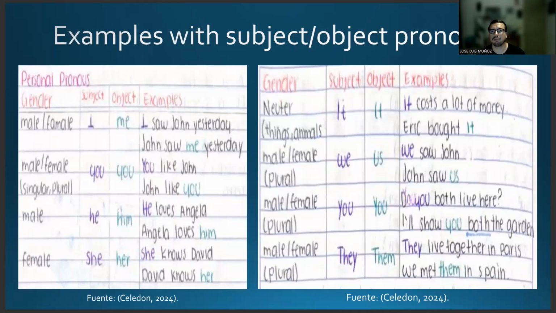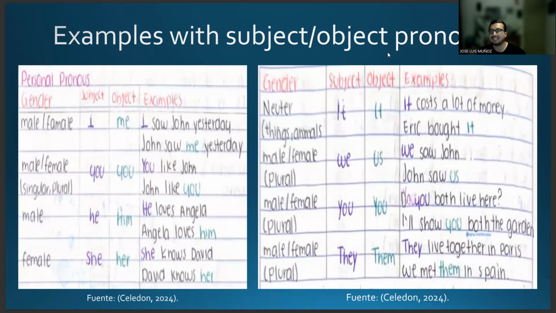Then we have examples using the subject and the object pronouns. On the left side, we have the subject "I", and the object "me". For example, here we have "I saw John yesterday." You use the subject there. On the other hand, you use the object pronoun: "John saw me yesterday."